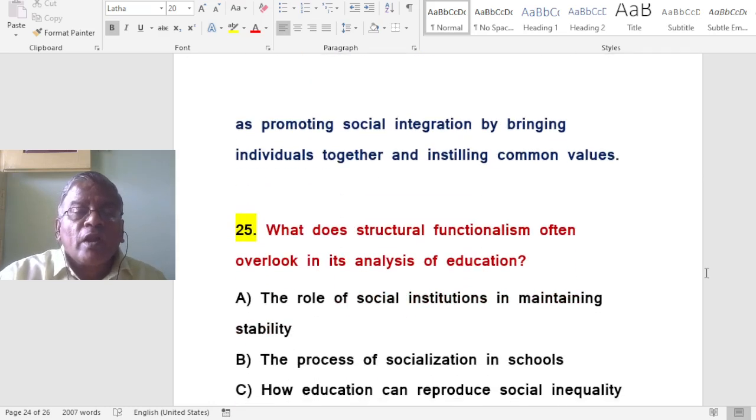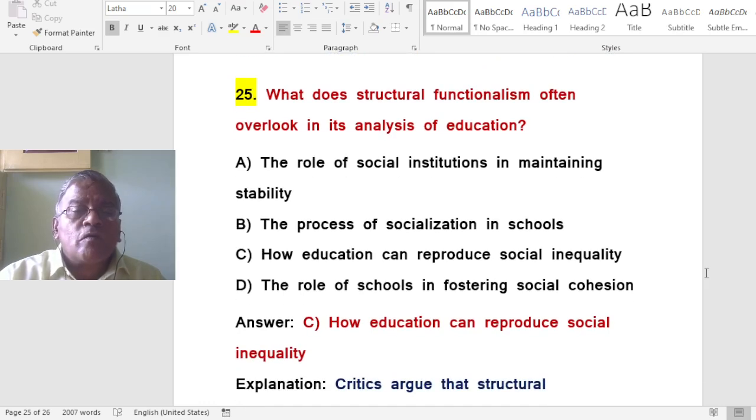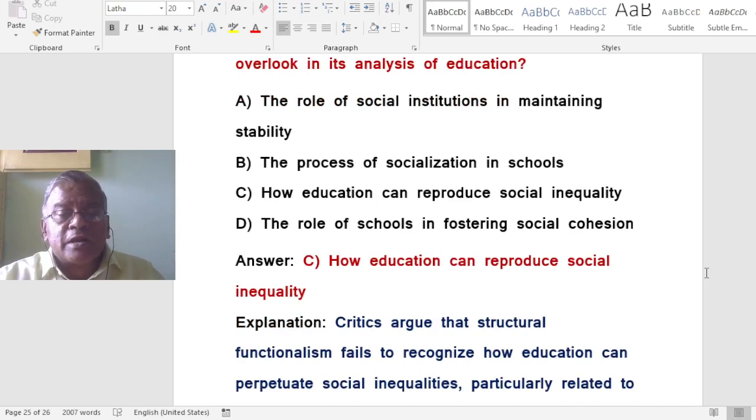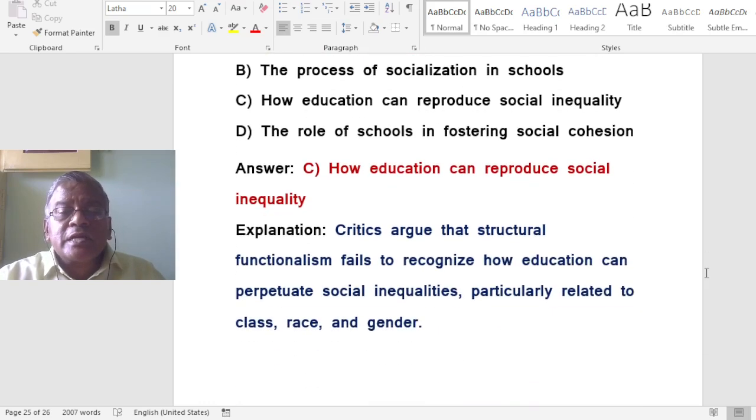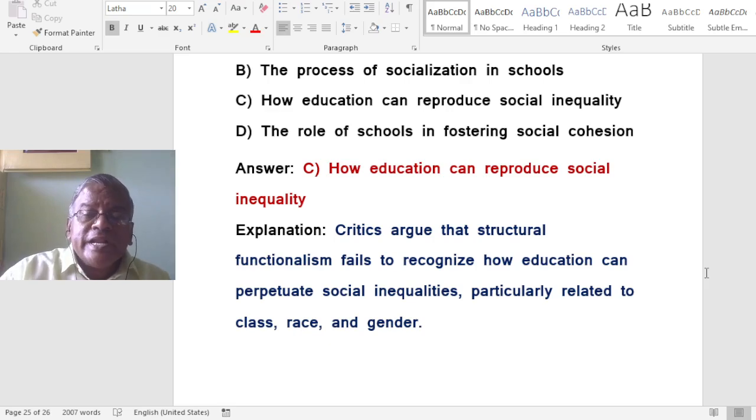What does structural functionalism often overlook, neglect in its analysis of education? The role of social institutions in maintaining stability, the process of socialization in schools, how education can reproduce social inequality, the role of schools in fostering social cohesion. So structural functionalism often overlooks how education can reproduce social inequality. Critics argue that structural functionalism fails to recognize how education can perpetuate social inequalities, particularly related to class, race, and gender.